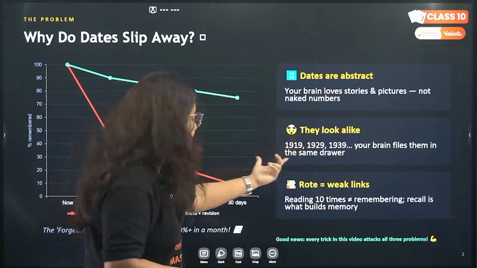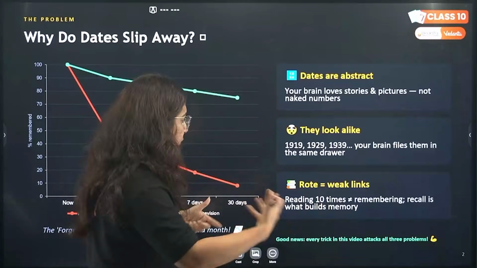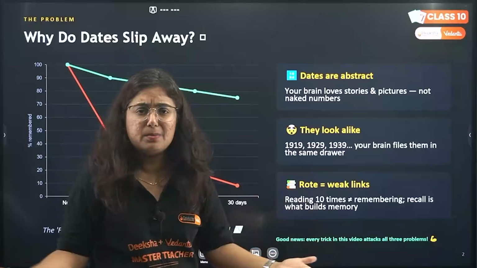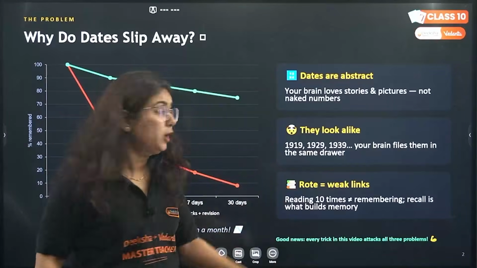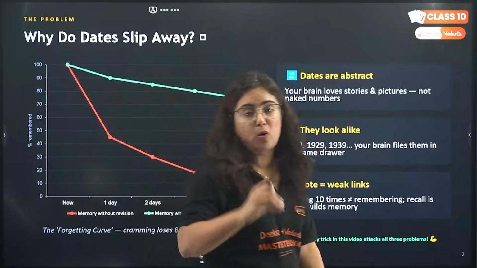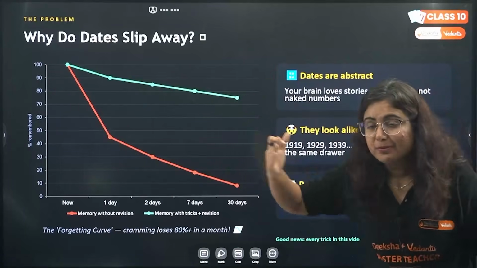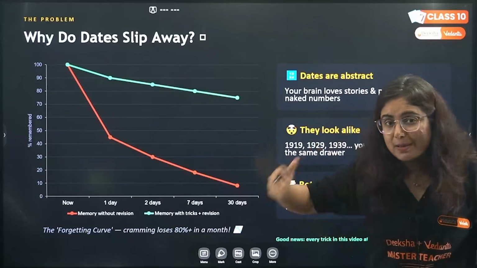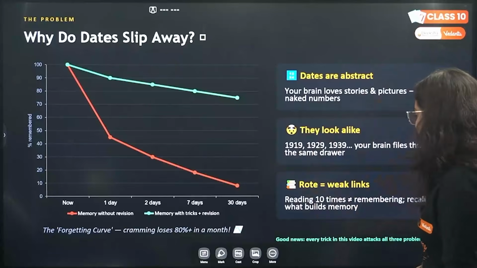Right? They look alike, like 1919, 29, 39. What is the difference among these dates for you? And your brain files them into the same drawer. We have to separate that drawer, beta. We have to separate that. How to do it? I will tell you.